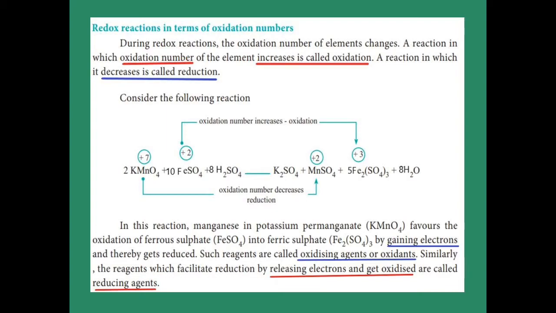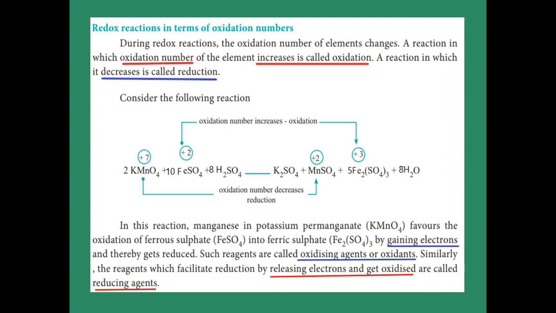Now the potassium permanganate undergoes reduction, but it oxidizes the ferrous sulfate to ferric sulfate by gaining the electron, so it is called an oxidizing agent or oxidant. Here KMnO4 is called the oxidizing agent or oxidant. But what process does it undergo? The reduction process. But it is used to oxidize the ferrous sulfate to ferric sulfate, so it is called an oxidizing agent or oxidant.